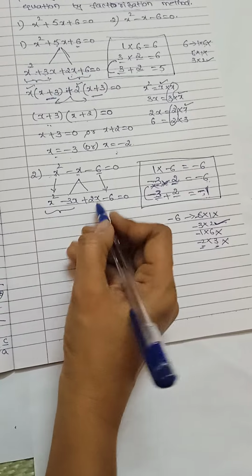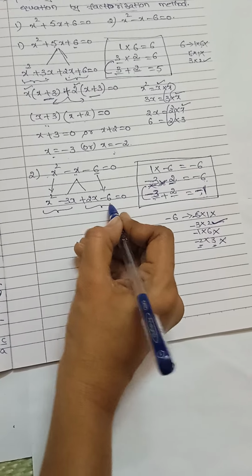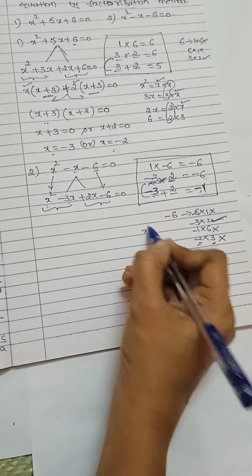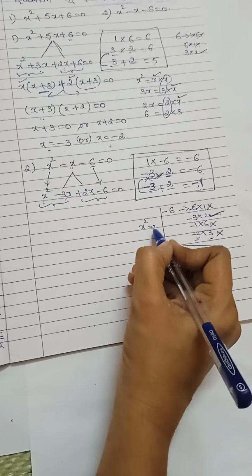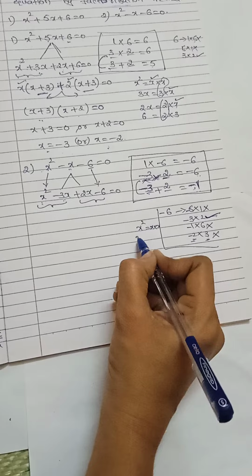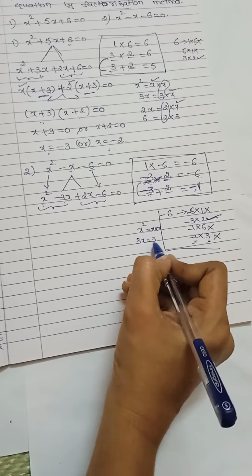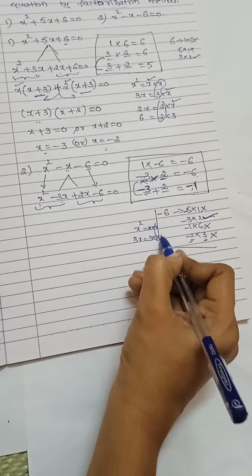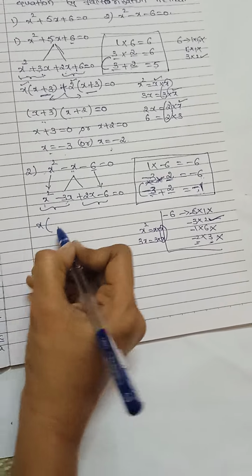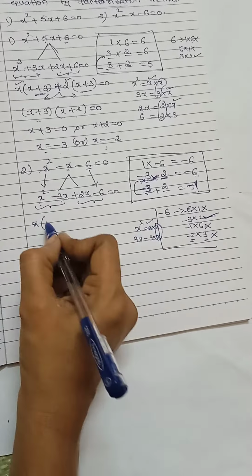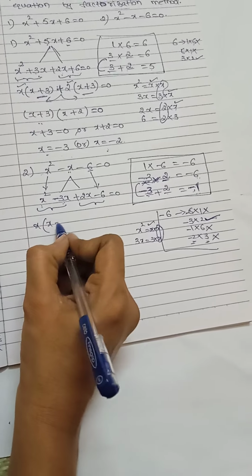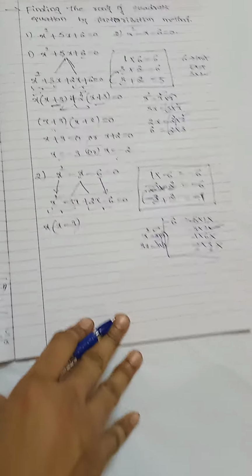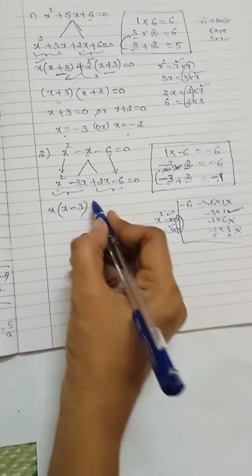Again, from the first two terms we have to take a common factor. What's the common thing in these two? X square can be written as x into x. 3x can be written as 3 into x. What is the common thing here? X is the common thing. So if you take x as common, what is left over here? X. Here minus is there, minus. What is left over here? 3. So x into x minus 3.